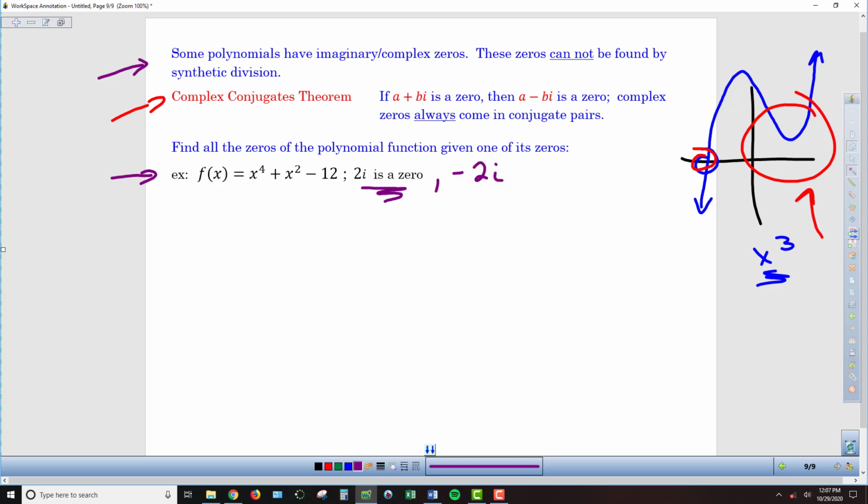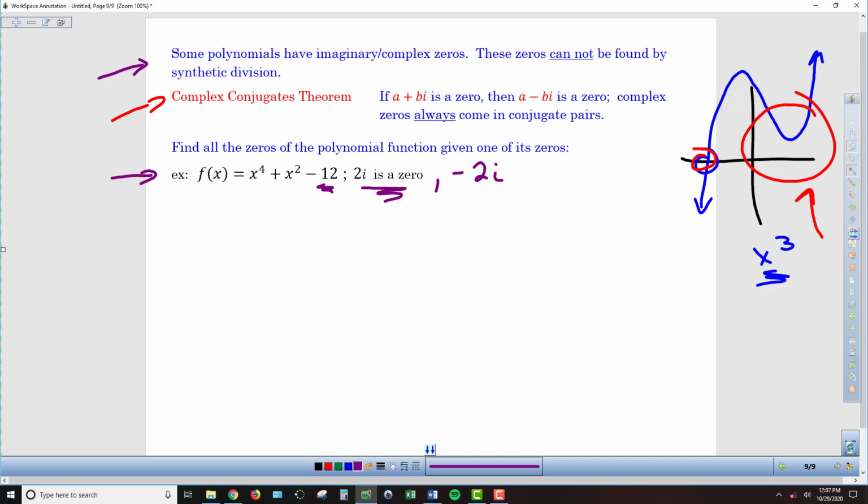But that still means I've got a couple other zeros that are hanging out there, so I need to find those somehow. Now they might be real, so I could use my p over q list and generate a list of zeros and try to find them via synthetic division, but they might not be real. They might also be imaginary, or they might be irrational. So it's no guarantee that that work would actually lead me to the remaining zeros.